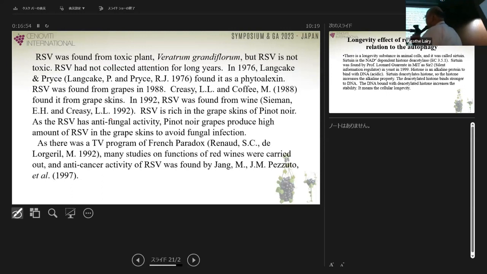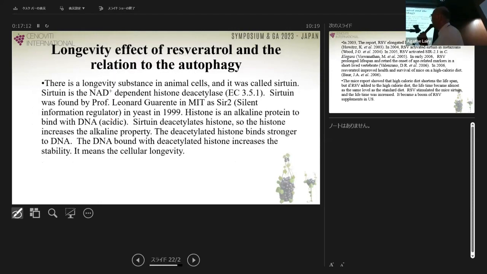resveratrol. As there was a TV program on the French Paradox, many studies on the functions of red wine were carried out, and the anti-cancer activity of resveratrol was found by John Pezzuto in 1997. There is a longevity substance in animal cells, called sirtuin. Sirtuin is an NAD-plus-dependent histone deacetylase. Sirtuin was found by Professor Leonard Guarente at MIT as SIR2, silent information regulator 2, in yeast in 1999.